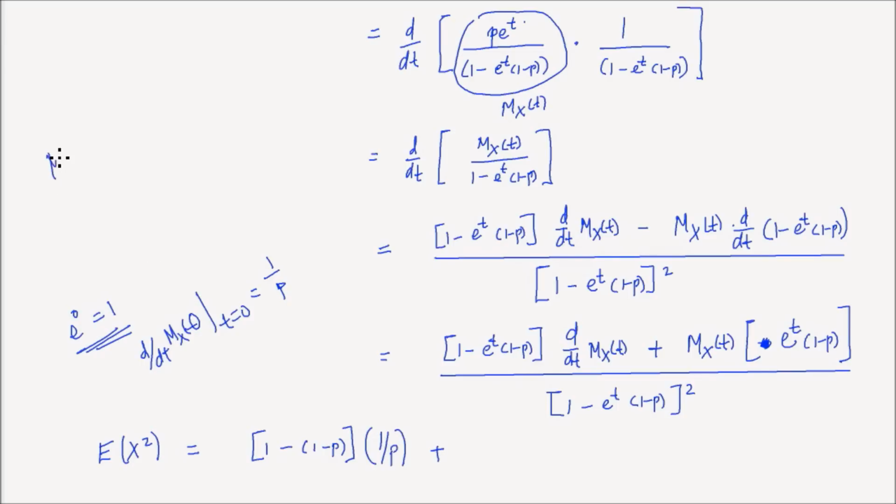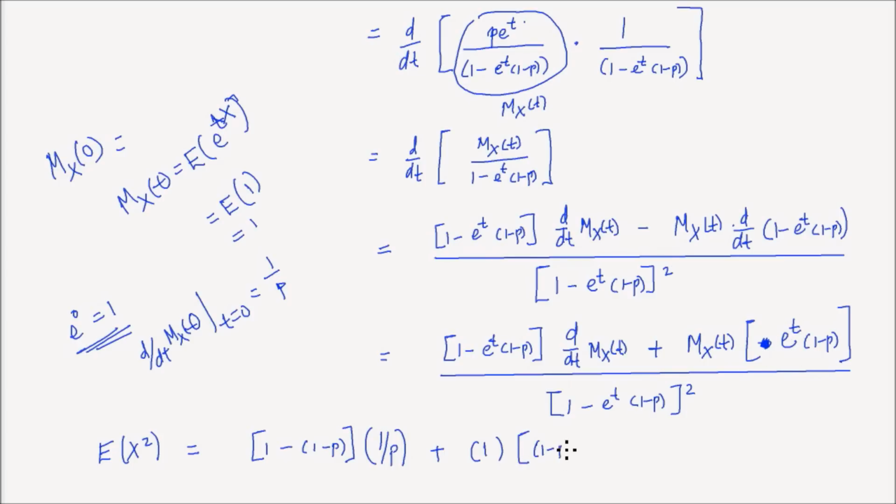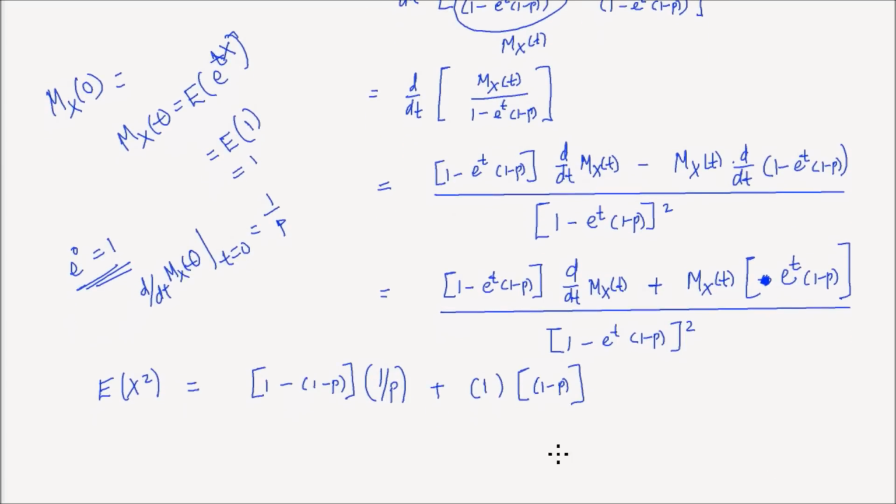Plus, what is the MGF evaluated at 0? By definition, the MGF, mx of t, is the expected value of e to the power of t times the random variable x. But if t is equal to 0, I have e to the power of 0, which is 1. Expectation of 1 is always 1. So the MGF evaluated at 0 is always 1. Plug in 0 for that, you get 1 times 1 minus p, divided by 1 minus e to the power of 0, which is 1, times 1 minus p, squared.